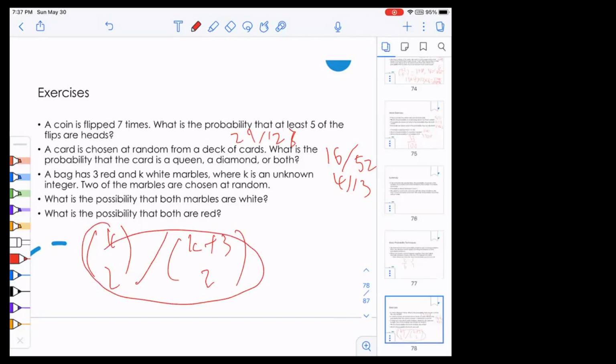Now we just see what's the probability that both are red. The number of successful outcomes is the number of ways we choose 2 from 3, so 3 choose 2 equals 3. So it's going to be 3 over the number of possible outcomes, which is again k plus 3 choose 2. So yeah, it's basically the same concept but with a variable.